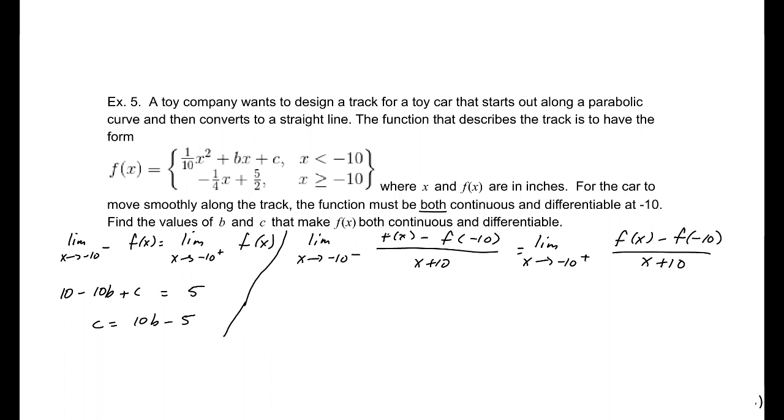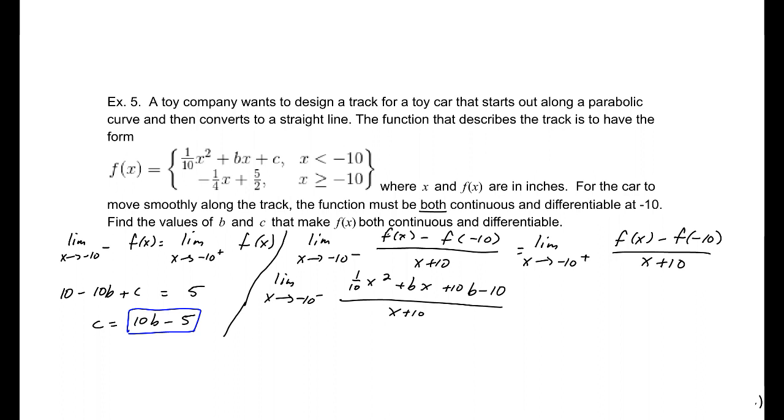All right, so if we evaluate each of those limits, the limit on the left there is going to be 1/10. Well, I have to keep my limit. x approaches -10 from the left is 1/10 x squared plus bx plus 10b minus 10. Now, you might be saying, where is that coming from? One, I'm evaluating it at -10, and also I'm replacing the value of c with 10b minus 5. All right, and that is over x plus 10.